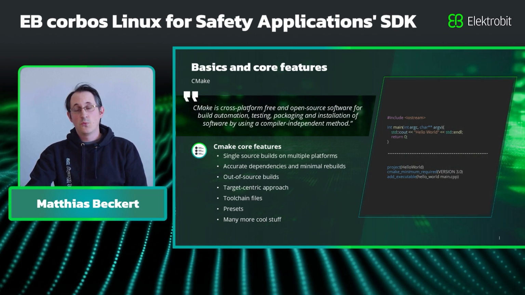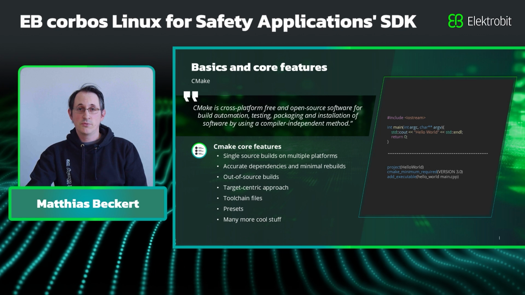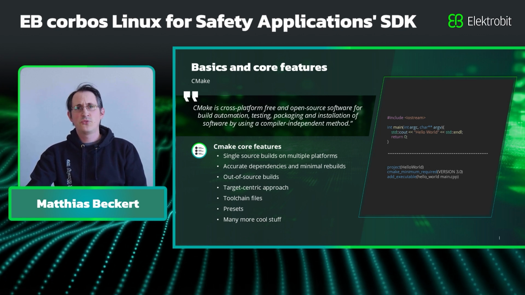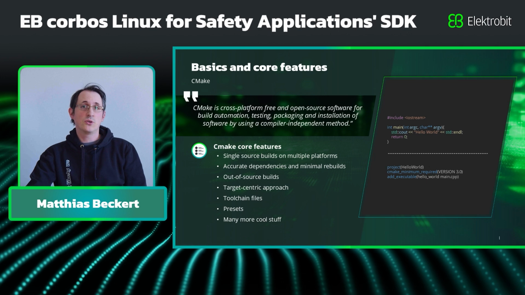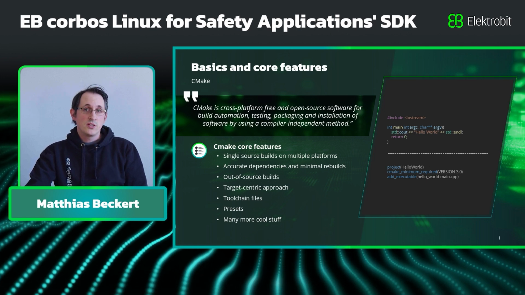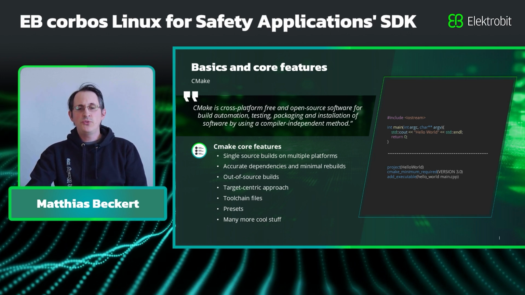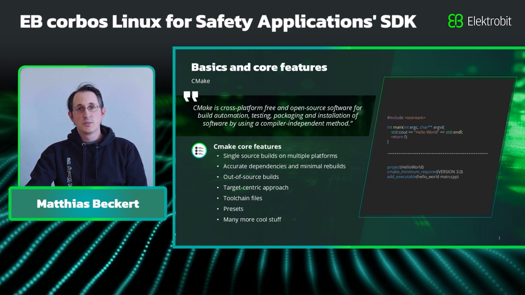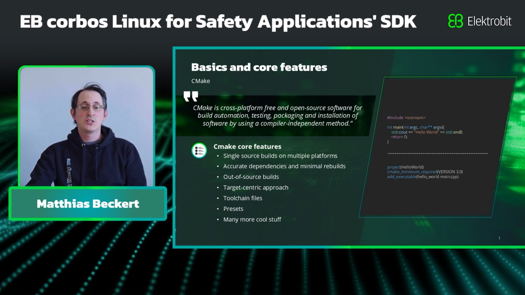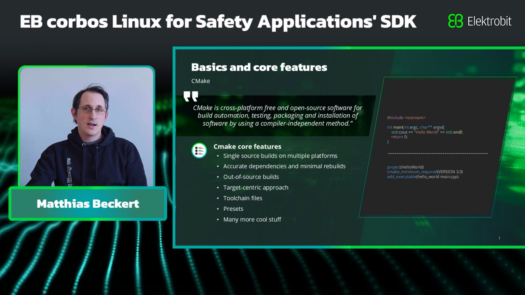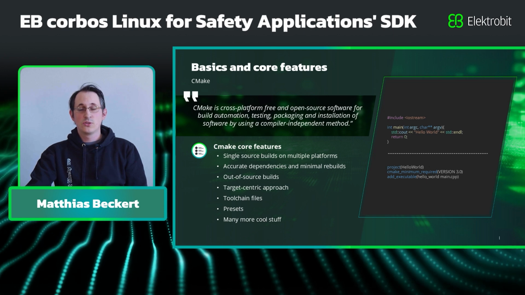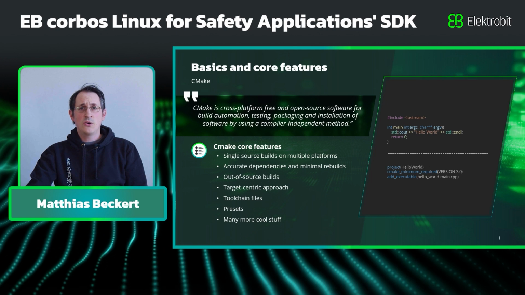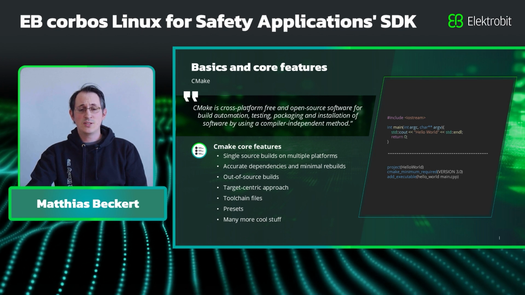Our workflow is primarily constructed around CMake. So what is CMake? CMake is a cross-platform, free and open source software for build automation. So what can you do with it? Well, the core features are that you can build multiple platforms from a single source, and it accurately tracks all your dependencies inside your build. Also, it allows you to build out of your source tree for better organization.